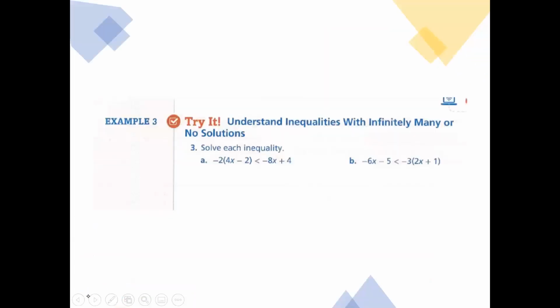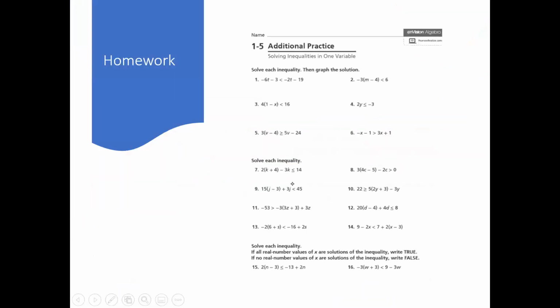All right, I'm going to go on to example 3. So let's take a look at example 3. What's different about it is you do have variables on both sides, but in addition, you also have a distributive property. So I'm going to take the negative 2, distribute it into the parenthesis, have a negative 8x plus 4 is less than negative 8x plus 4. Whoops. Let's go back.